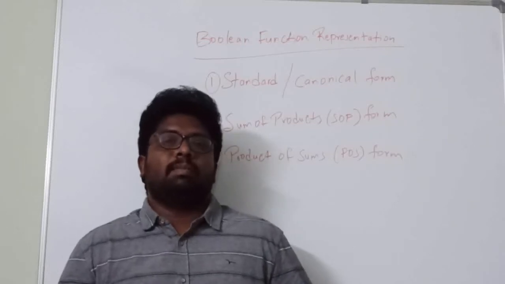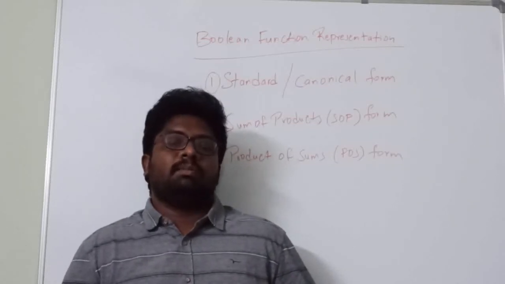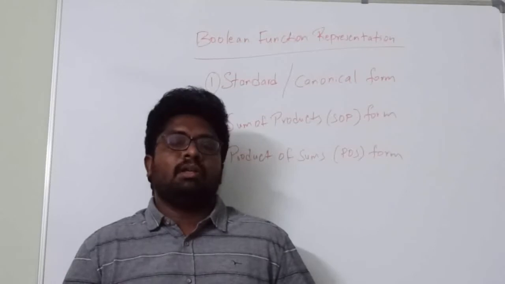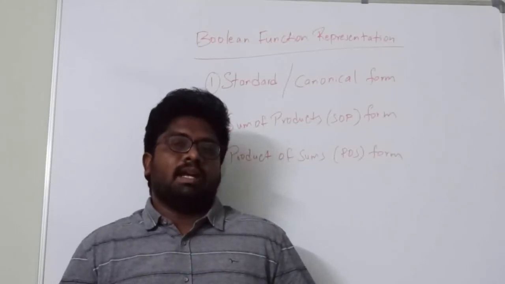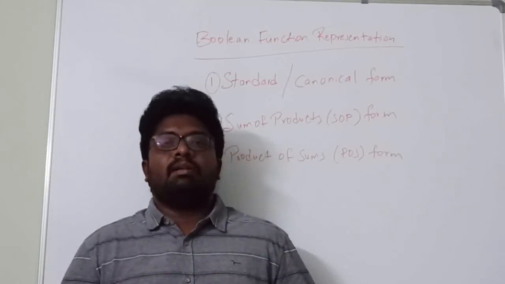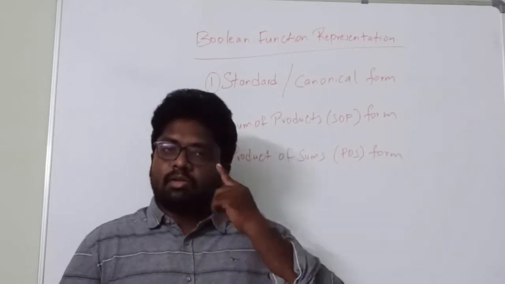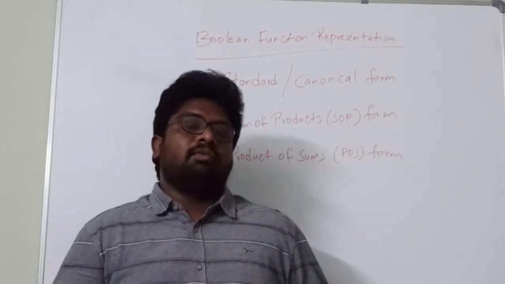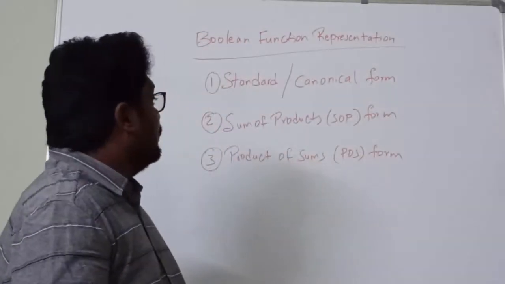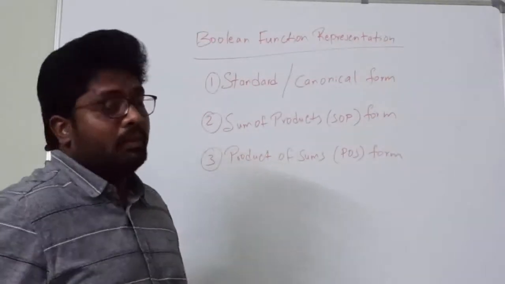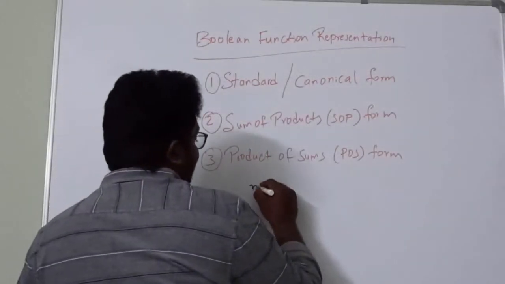This is the Boolean function representations. Under Boolean function representations, we are going to study the canonical form or the standard form, the sum of products form, and product of sums forms. Before getting into these three categories, let us see one simple topic, that is min terms and max terms.